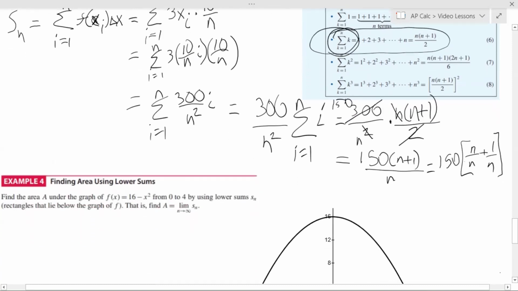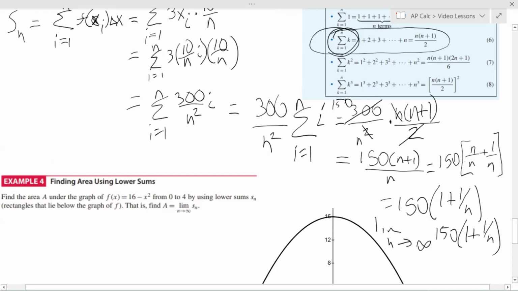Now, this simplifies to 150 times 1 plus 1 over n. Now, if I take the limit of that as n approaches infinity, then of 150 times 1 plus 1 over n, the 1 over n is going to go to 0 as n approaches infinity, and my answer is 150.